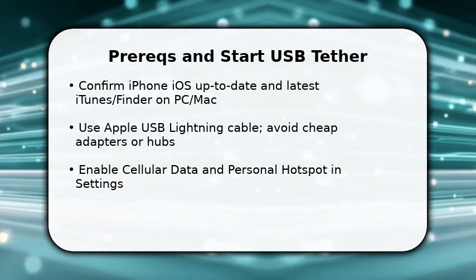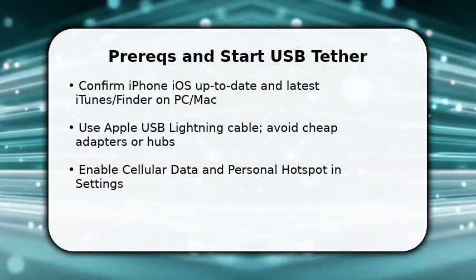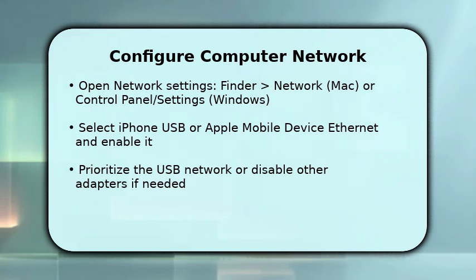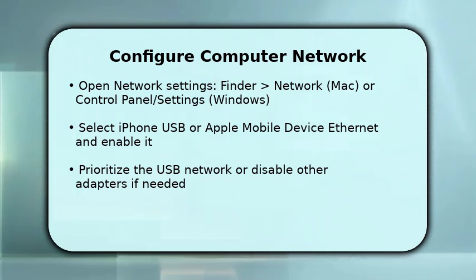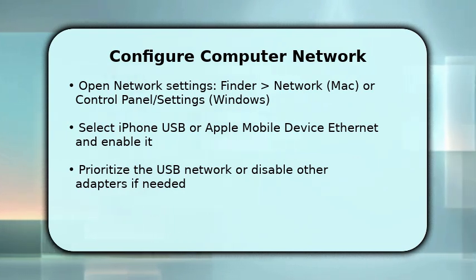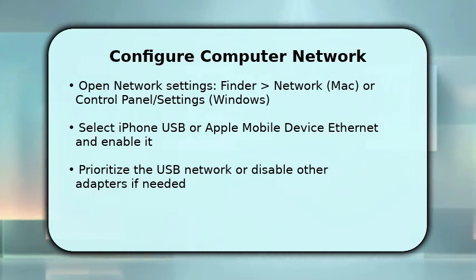You now configure the computer to use the phone's connection. On Mac, open System Preferences Network and select the iPhone USB interface. On Windows, open Network Connections and find Apple Mobile Device Ethernet. Make sure the interface is enabled and set to obtain IP and DNS automatically so the phone assigns network parameters. Once done, move the USB network higher in priority or temporarily disable Wi-Fi so traffic routes through the tether.